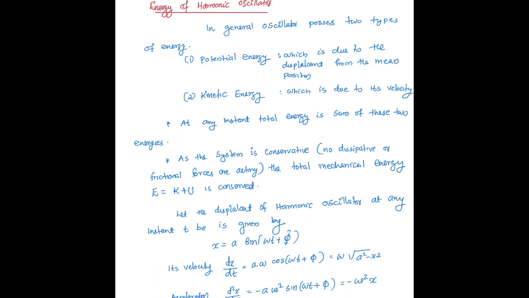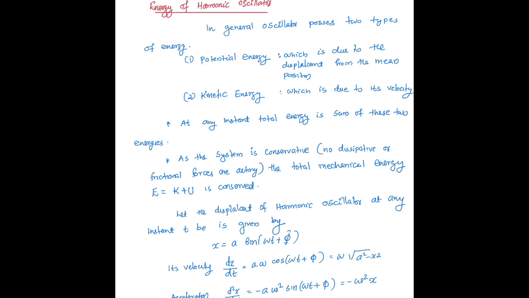Potential energy is due to the displacement from the mean position. You know, harmonic motion means a system which executes a to and fro motion about a mean position. So the energy due to the displacement from the mean position is called potential energy. Then due to the velocity at any instant of time, the system has kinetic energy. So at any instant, the total energy is the sum of these two energies: kinetic energy plus potential energy.